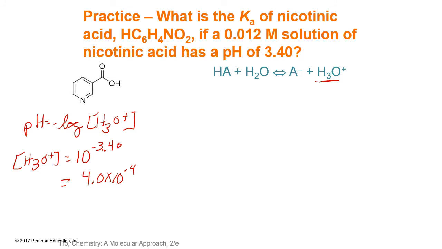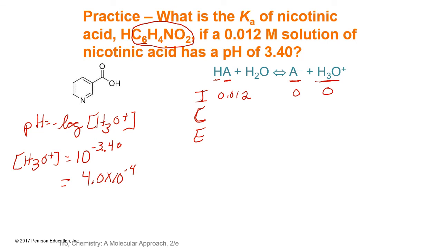So if we look at our Ka expression, I do want to point out that frequently you'll see acids abbreviated as HA. So H is our hydrogen, A is the rest of that polyatomic ion. So A is just standing in for that. If we look at our ICE table, our initial concentration is 0.012.